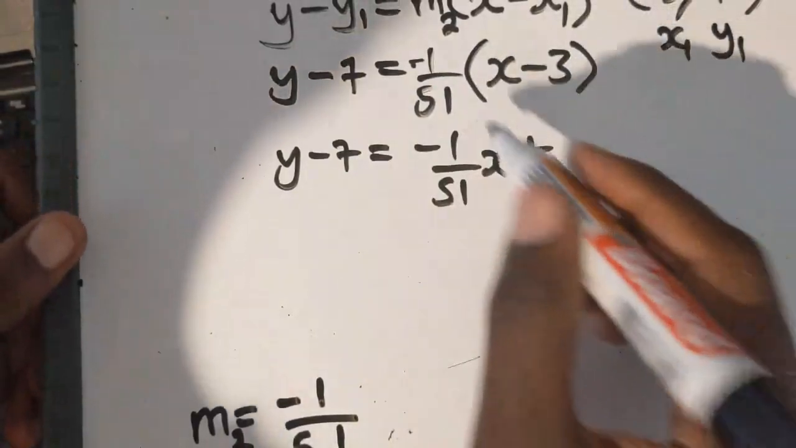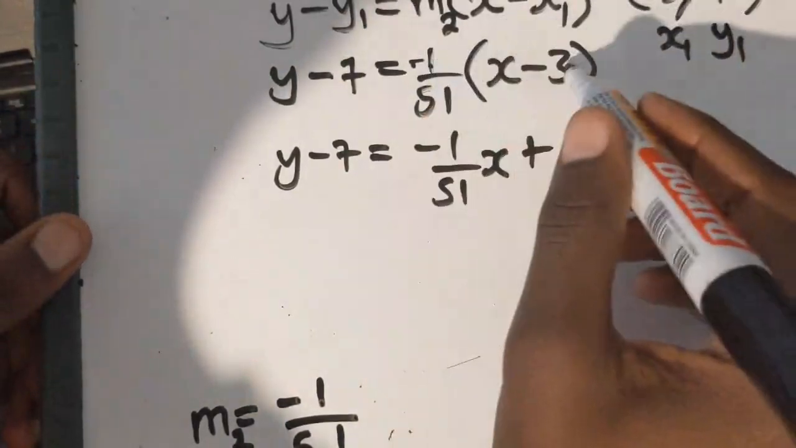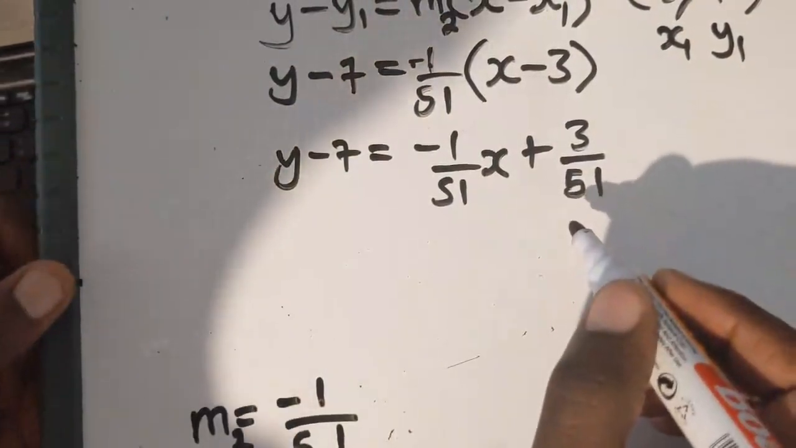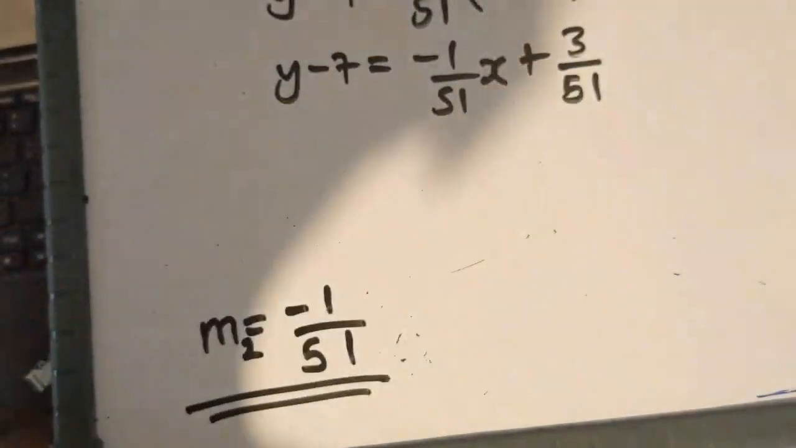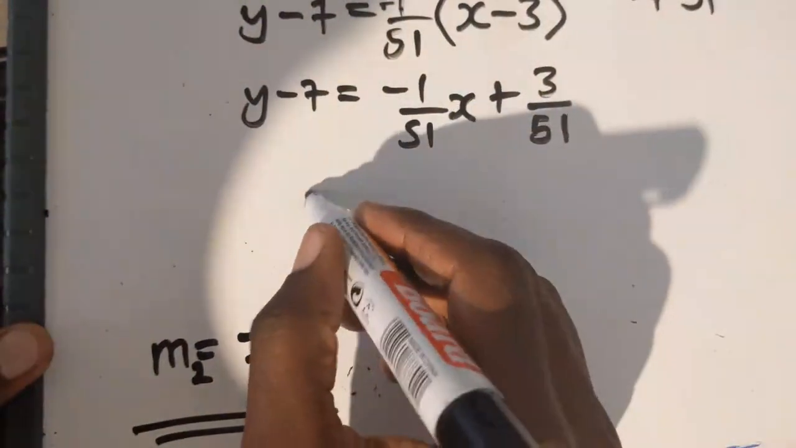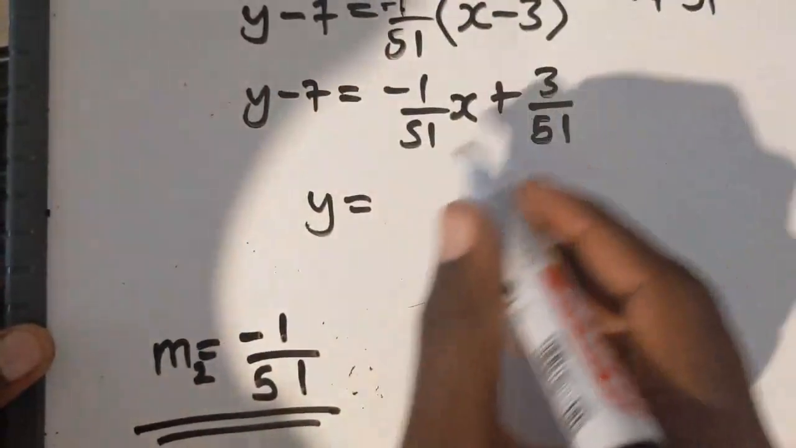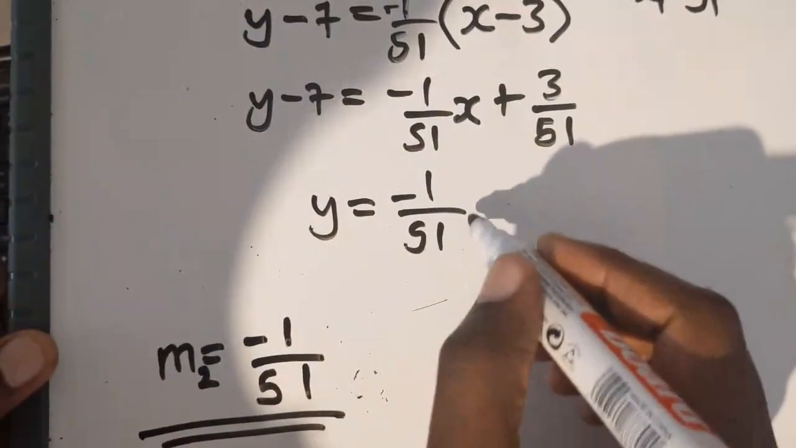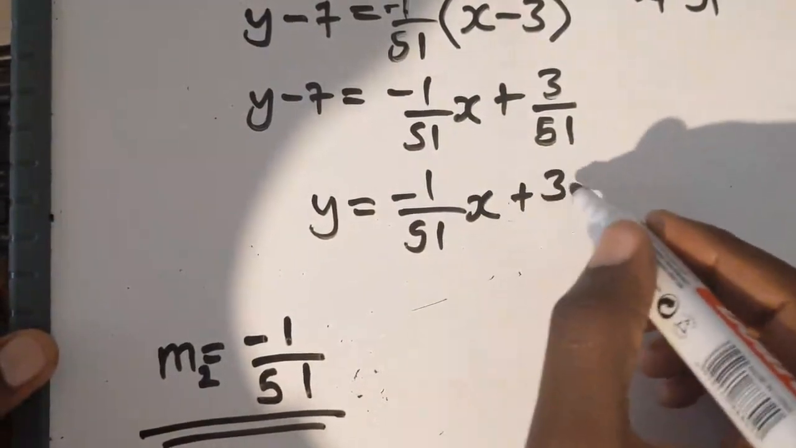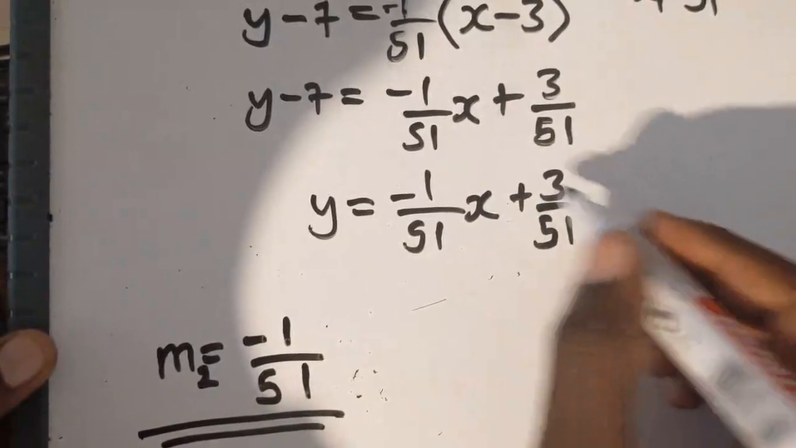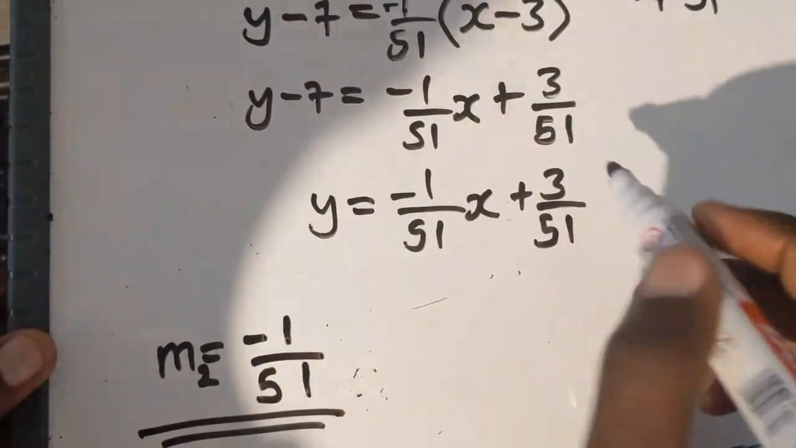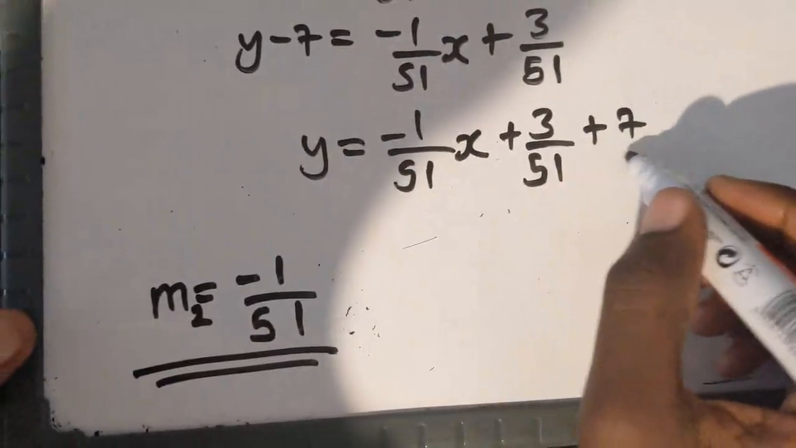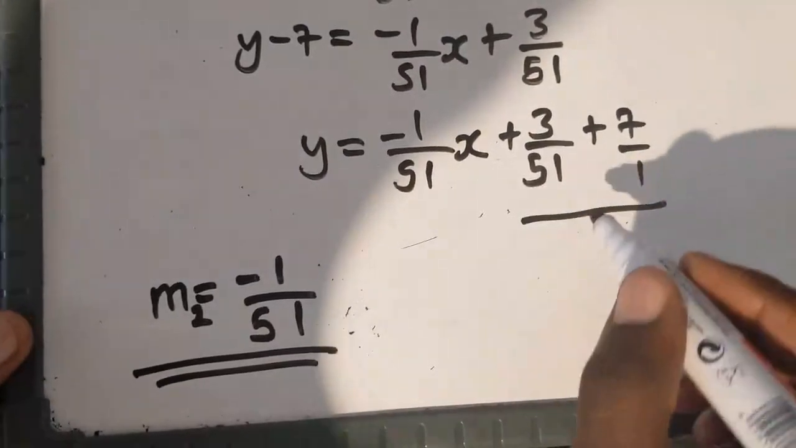Then this times that, this is going to be 1 times 3, that is going to be 3, over 51, like that. Then here you're trying to make y the subject of the formula, so y is equal to, the 7 comes this side, so it becomes negative 1 over 51 x plus 3 over 51, then this is negative 7, when it comes this side it becomes positive 7. These are actually like terms, so you just do that.